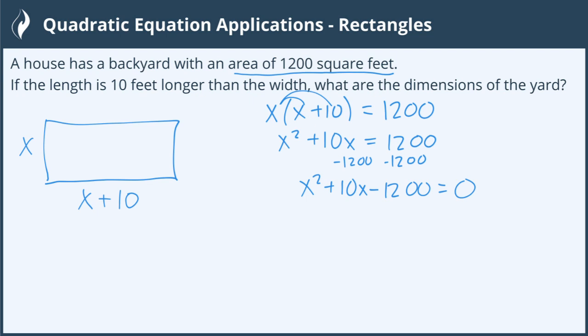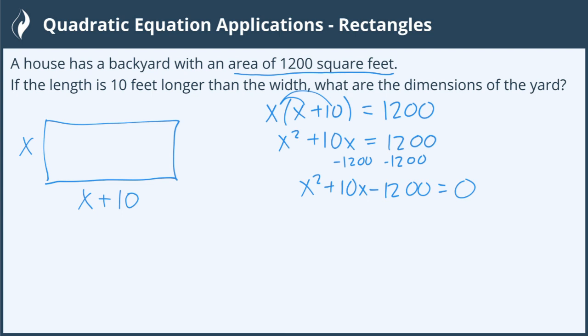Now I have a few options to solve this. I could use the quadratic formula. I could do factoring. I typically resort to factoring if it's possible to factor because it's a little easier, but the quadratic formula would be a legitimate method to solve this. So I'm looking for factors of negative 1,200 that add to make 10.